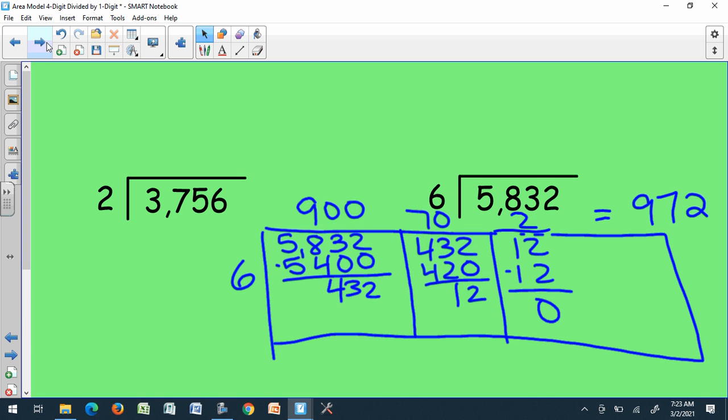So if you have any questions, you can go back and look at the numbers I chose and see if we have any different numbers, and we can check our work that way. Or you can multiply and see if you get the original dividend. All right, great job using the area model.